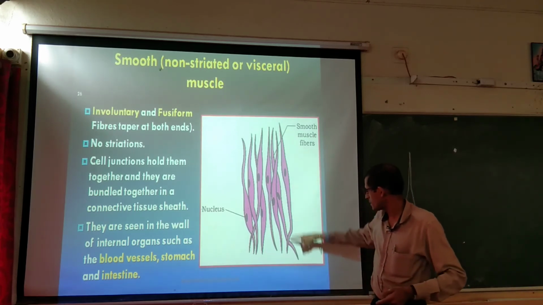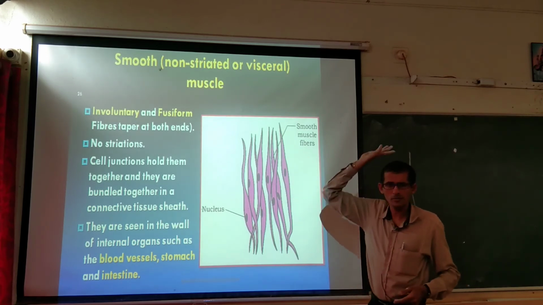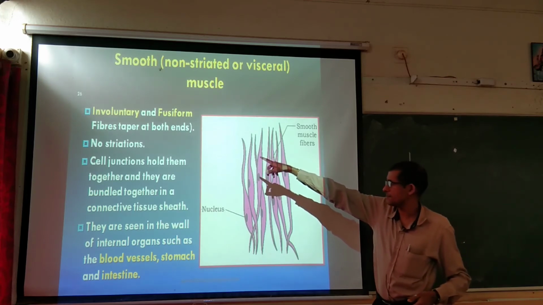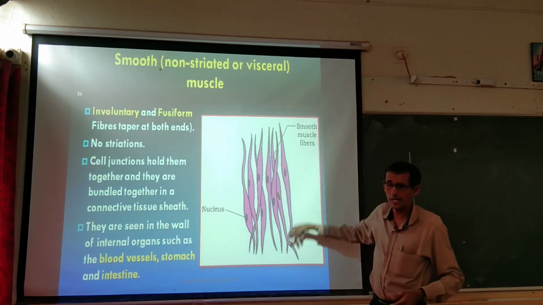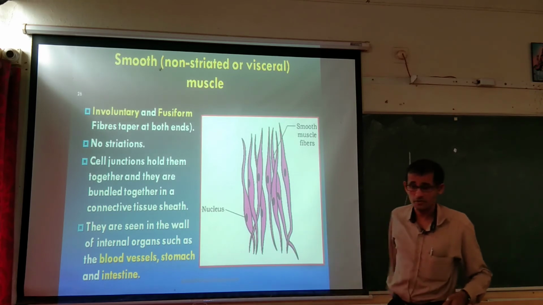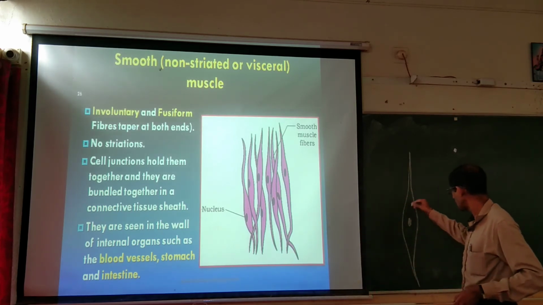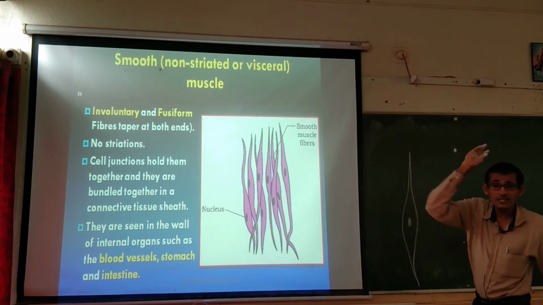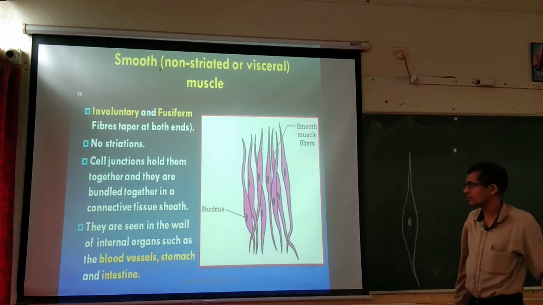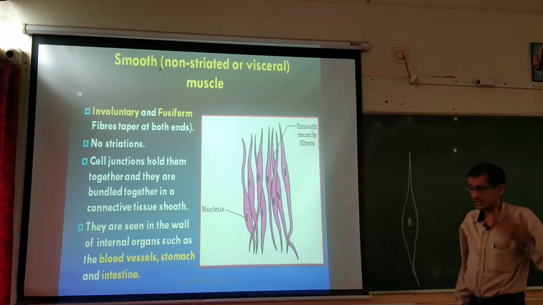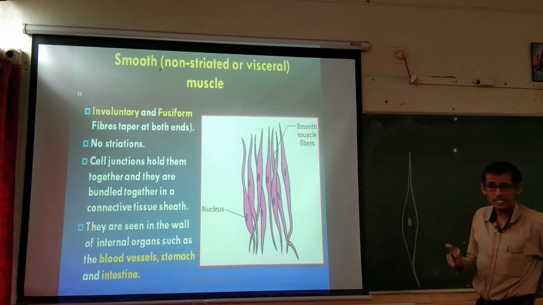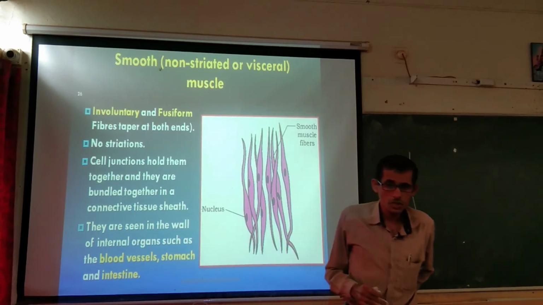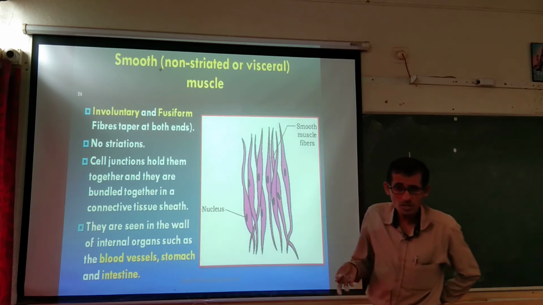So, fusiform is both the ends are pointed, middle is broad, and taper means pointed. Taper fibers, taper at both ends, pointed at both ends. No striations, meaning is there an alternate dark band and light band here? No. So, it is non striated, unstriped. No striations means what? There the actin and myosin are uniformly arranged, not arranged alternately. So, uniform arrangement is there, so there are no striations.